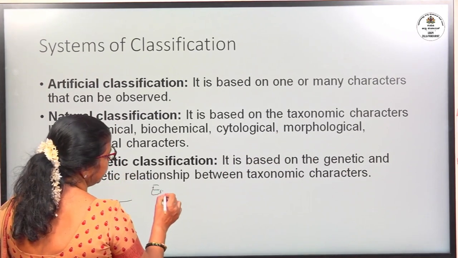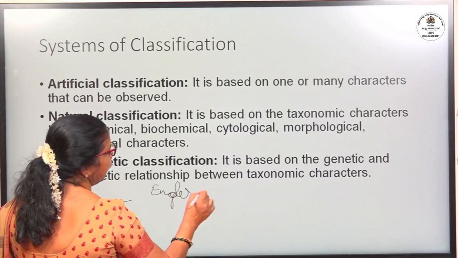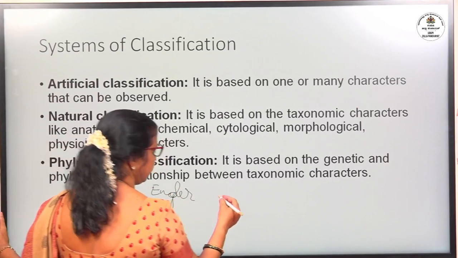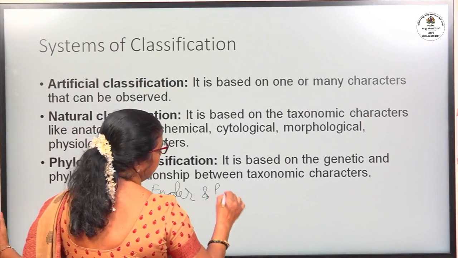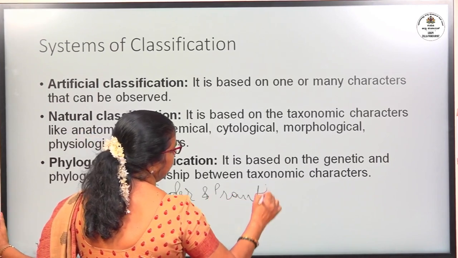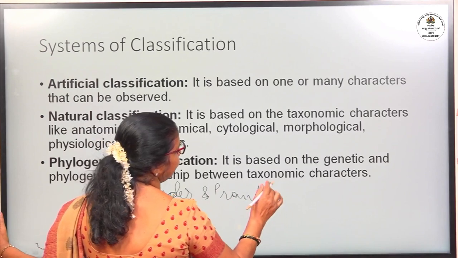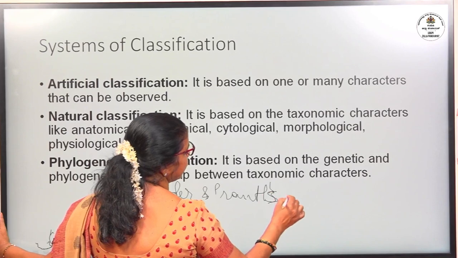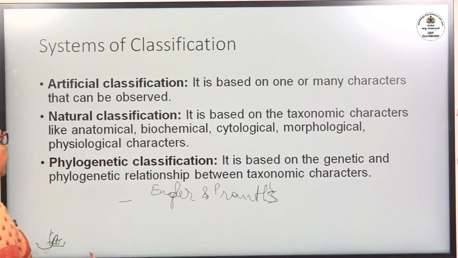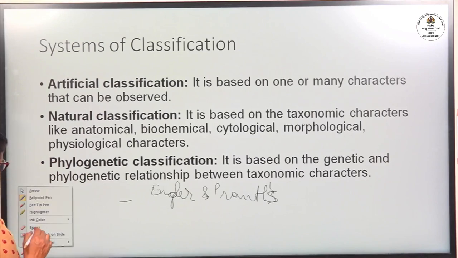Examples for this are Engler and Prantl's system of classification. So that is the phylogenetic system of classification. So the most accepted one is the phylogenetic system of classification.